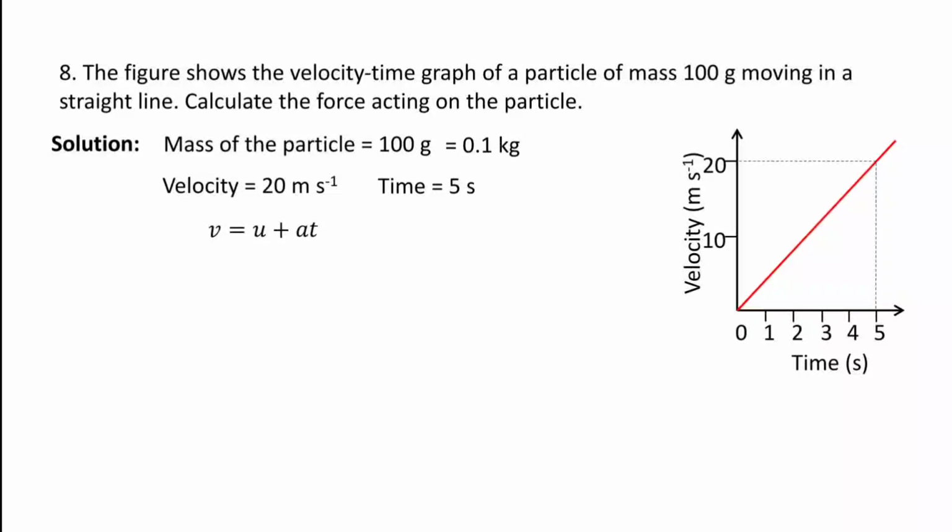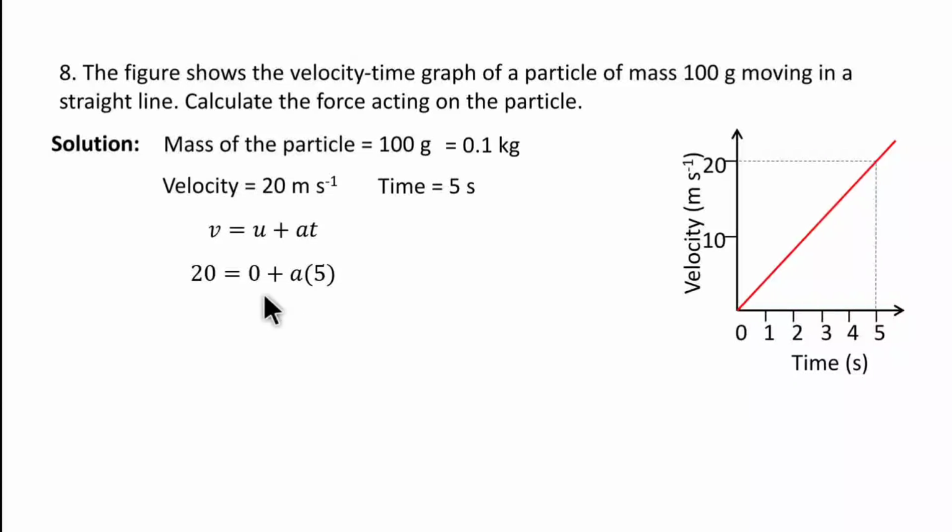So here we will use the relation v is equal to u plus at. From here we can see that initially it started from 0. That means initial velocity was 0. So we'll write the final velocity is 20, as we can see from here. 0 is the initial velocity. Acceleration a we don't know, we need to find, and the time is 5 seconds, from the graph we can make out.